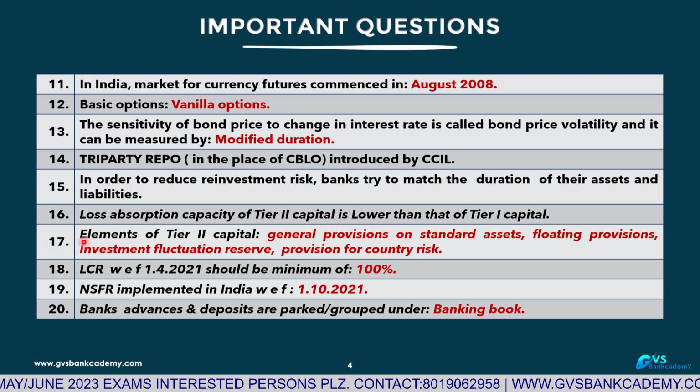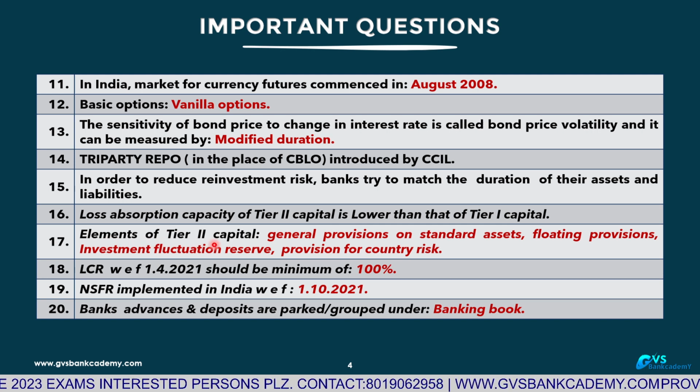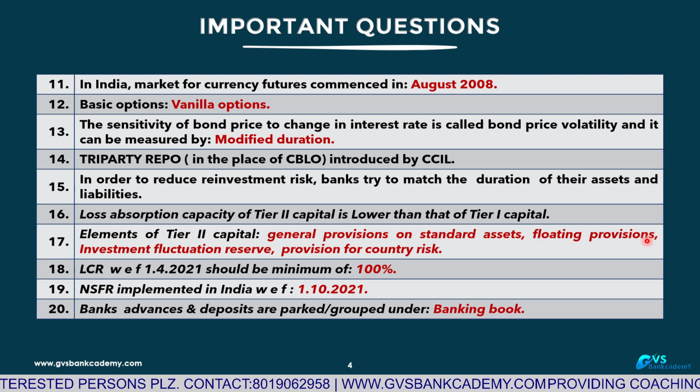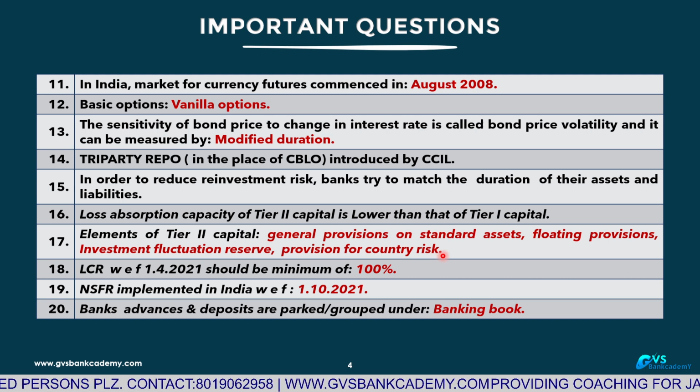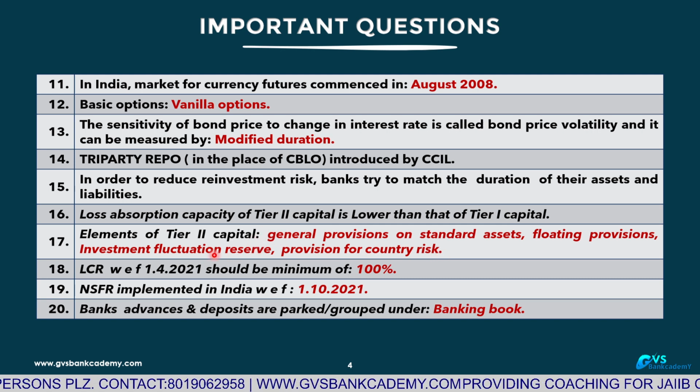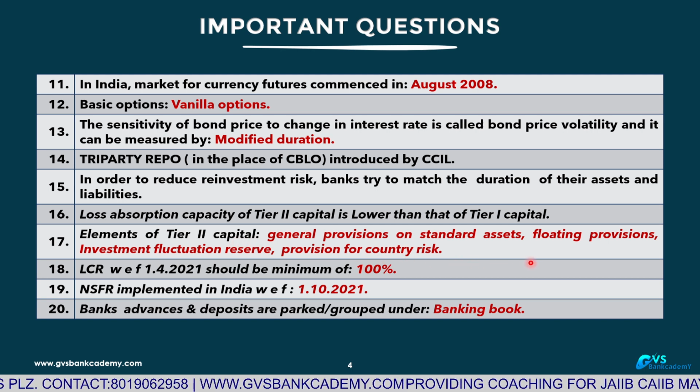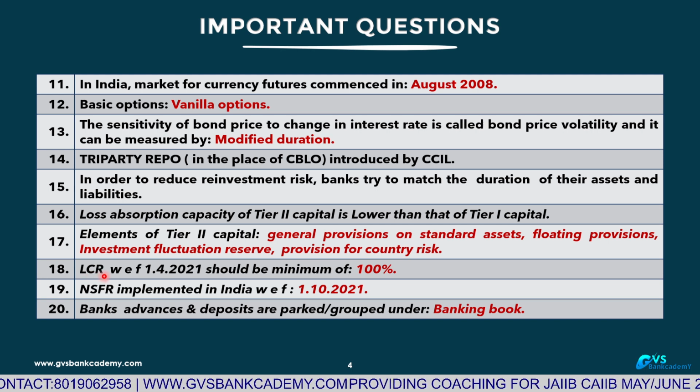Question number 17. What are the elements of Tier 2 capital? General provision on standard assets, floating provisions, investment fluctuation reserve, provision for country risk. All these items are part of Tier 2 capital.